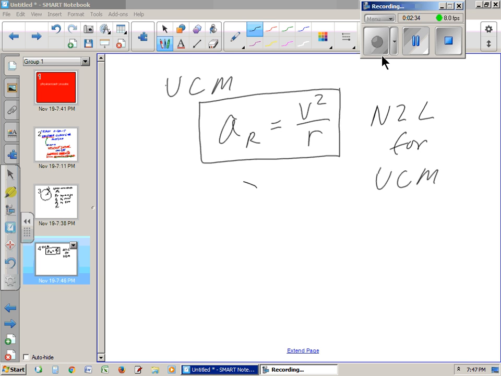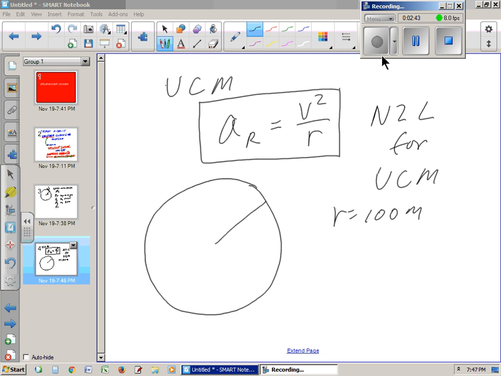Let's say we have a circular track that has a radius of 100 meters, and let's say we have a car going in this direction, and this would represent the velocity of the car. The force that's going to cause this thing to be able to turn would be the static friction from the road, of course. You certainly don't have a rope attached to the car, or there's no gravitational field pulling it. So the static friction of the road is what enables the car to go in a circle.